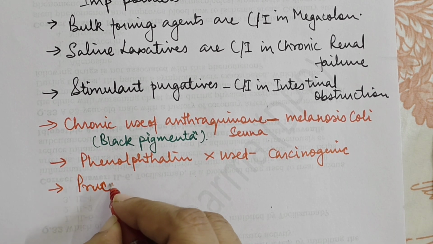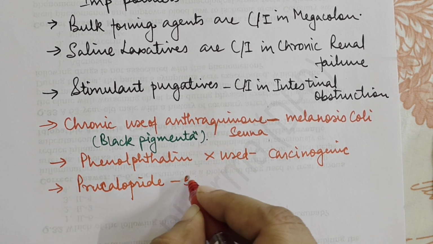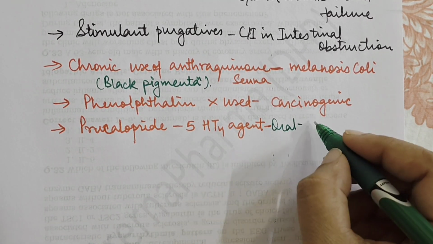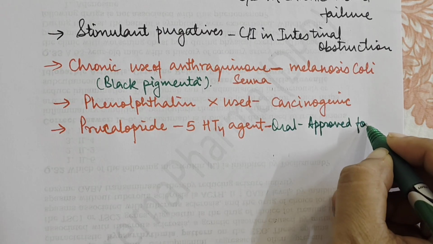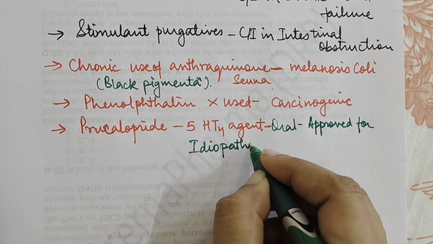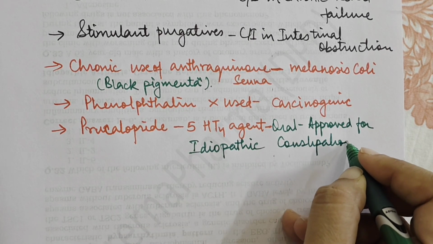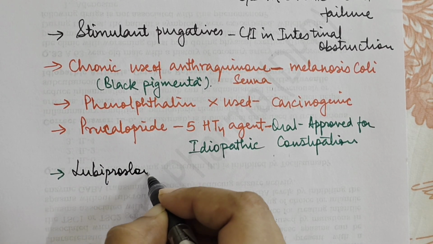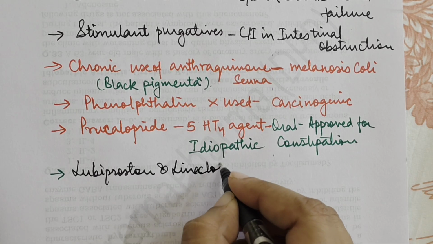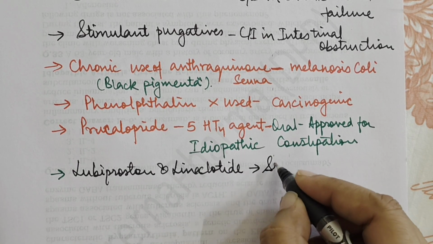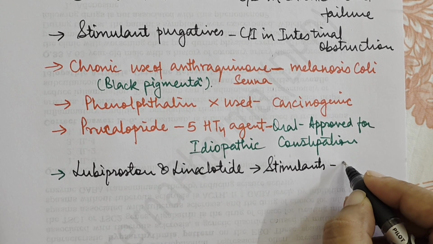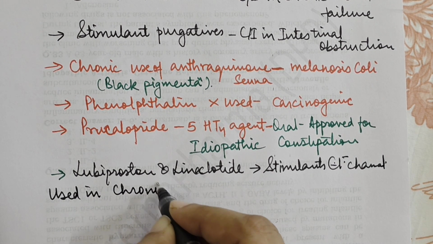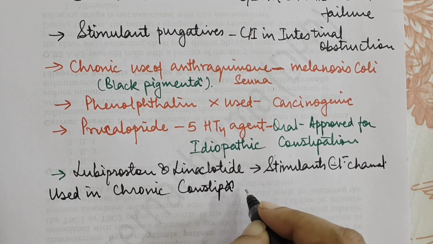Then prucalopride, which is a 5-HT4 agonist. It is given orally and it is approved for idiopathic constipation, okay. Then we have drugs which are lubiprostone and linaclotide, which we have seen in IBS treatment also. They are basically stimulants, they stimulate the chloride ion channel and they are used in chronic constipation, right?